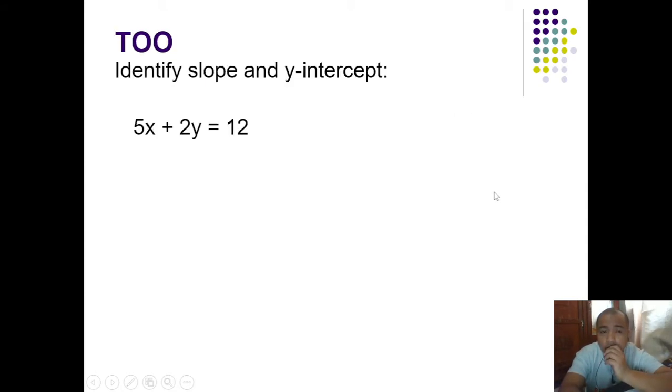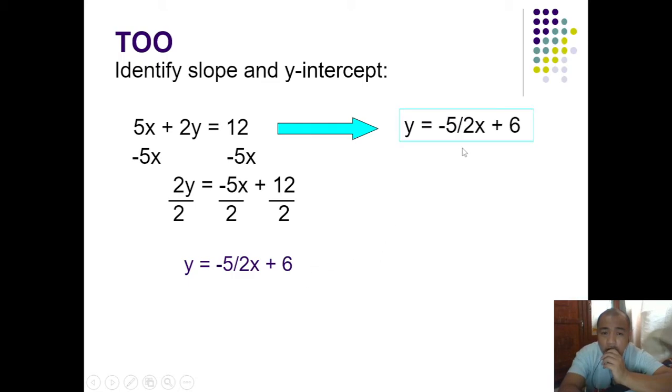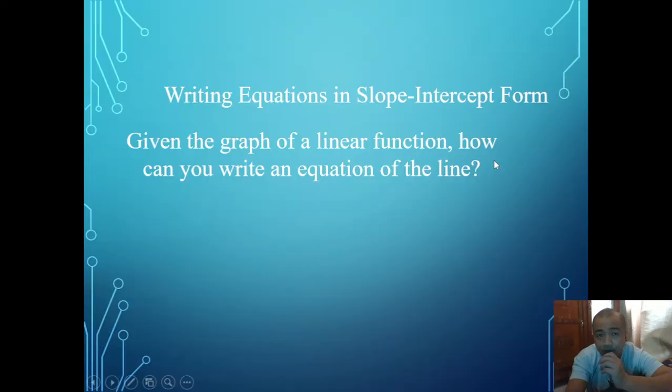Identify the slope and y-intercept. Okay. First, subtract both sides by 5x. So cancel. 2y equals negative 5x plus 12. Divide all terms by 2. Y equals negative 5/2 x plus 6. So 12 divided by 2 is 6. So from here, the slope is negative 5/2. The y-intercept is 6. So slope, negative 5/2. Y-intercept is 6.